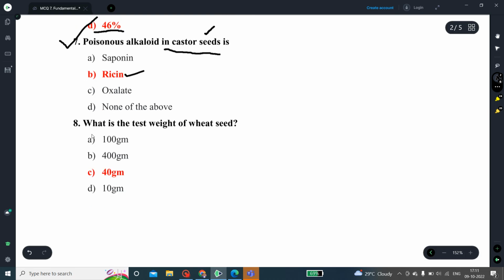And what is the test weight of wheat seed? The question number is 8. 40 gram is the exact test weight of wheat seed. That is the average test weight. That is the correct answer.